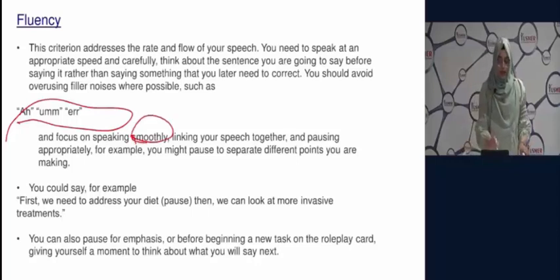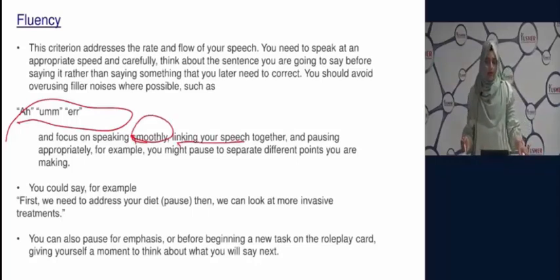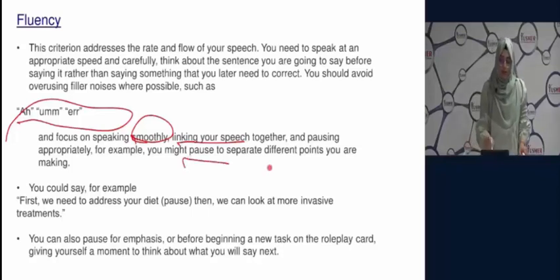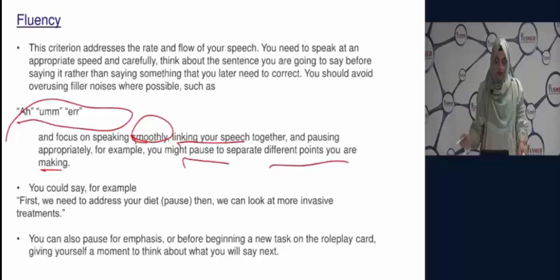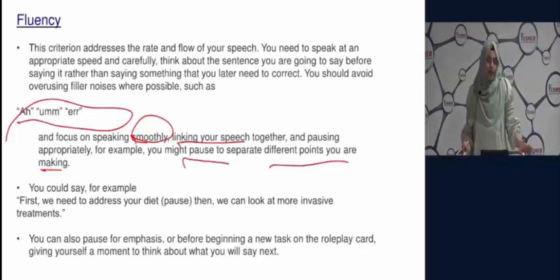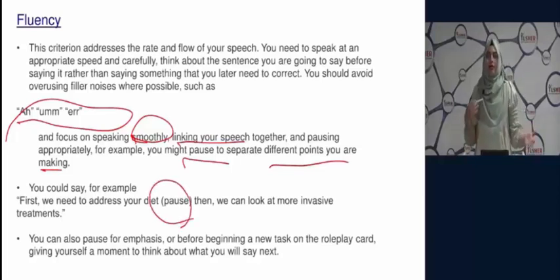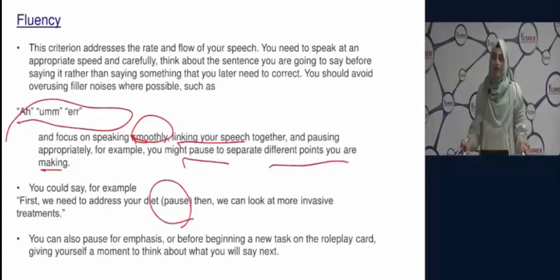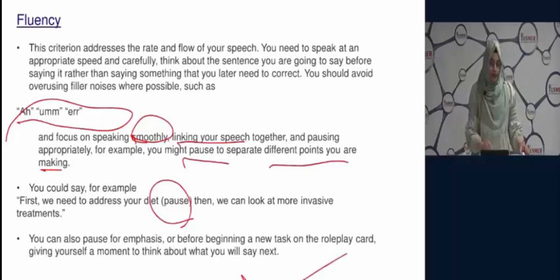And focus on speaking smoothly, linking your speech together and pausing appropriately. For example, you might pause to separate different points you're making. You could say, for example, first, we need to address your diet. Then, so put a pause there instead of saying "um". Do not make any noise. Do not make filler noise. These are called filler noise. First, we need to address your diet. Then we look at more invasive treatments. You can also pause for emphasis, or before beginning a new task on the role play card, giving yourself a moment to think about what you will say next.